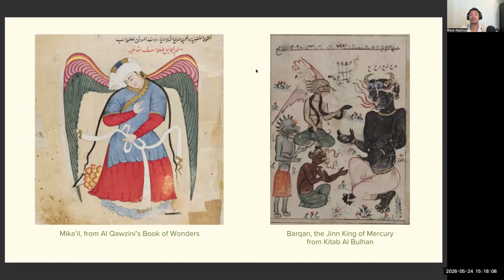And then we have the angel of Mercury, who is known as Mikhail, and Barkan is the jinn king of Mercury, who is the black jinn that you see right here. So Mikhail and Barkan.